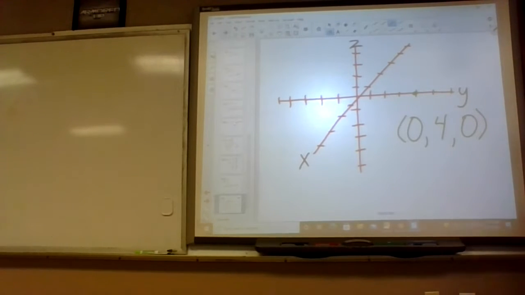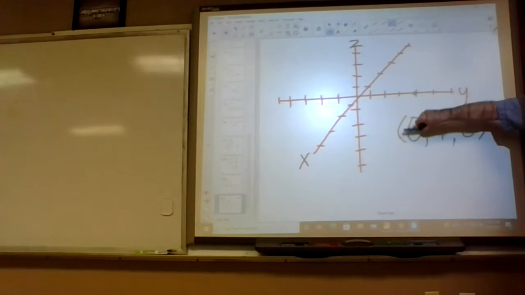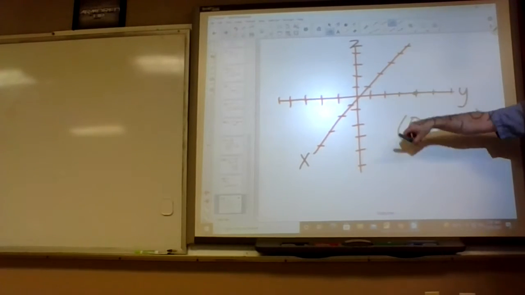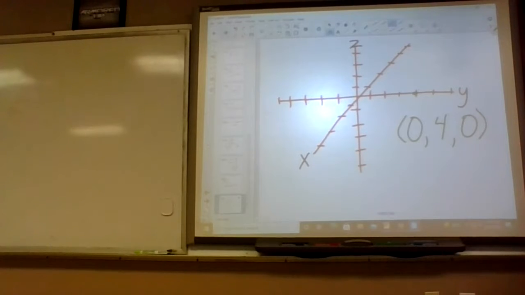Why is that? Because the z-axis is up and down, and it's not moving up and down. And the x is front and back, and it's not moving front to back either.